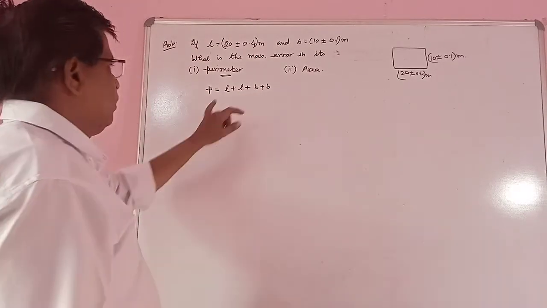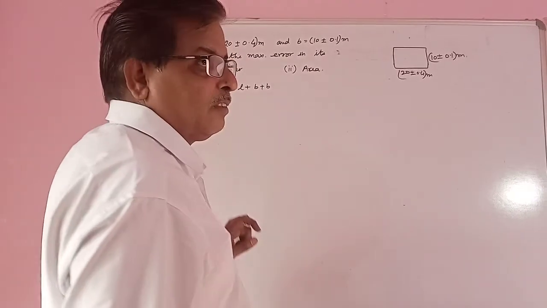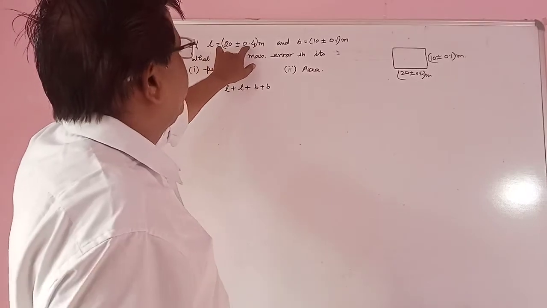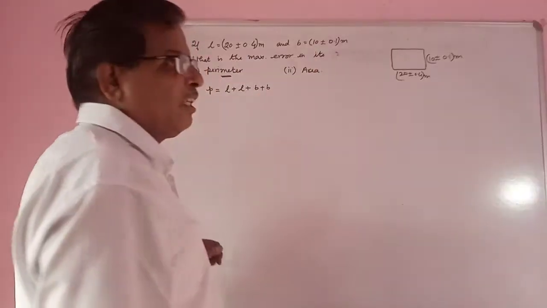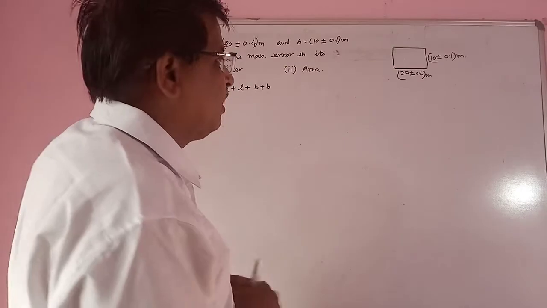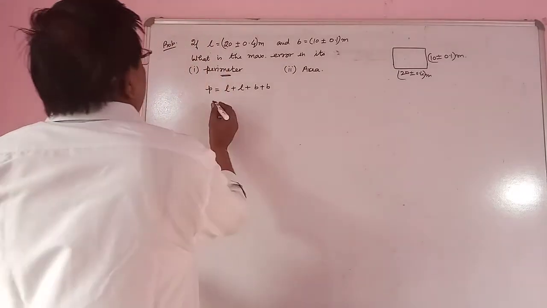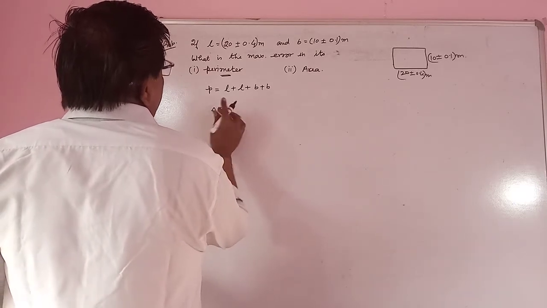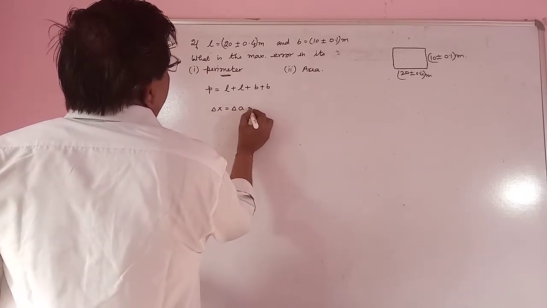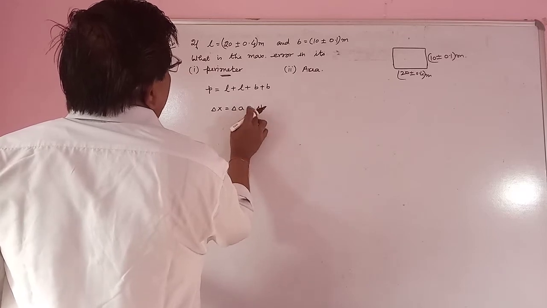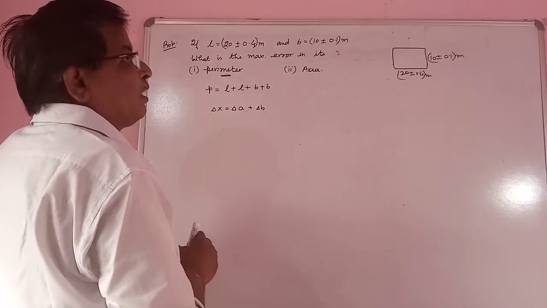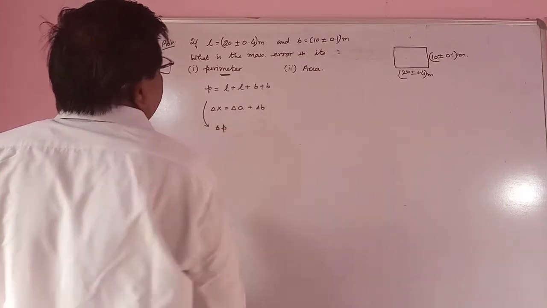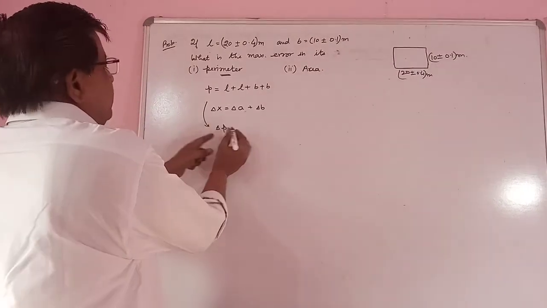In case of error, if some person is making an error in measuring length as well as breadth, then in case of addition, what we have discussed is delta x equal to delta A plus minus delta B, or rather than plus minus, this is delta A plus delta B. In the same way, here this is delta P, meaning the change or error.